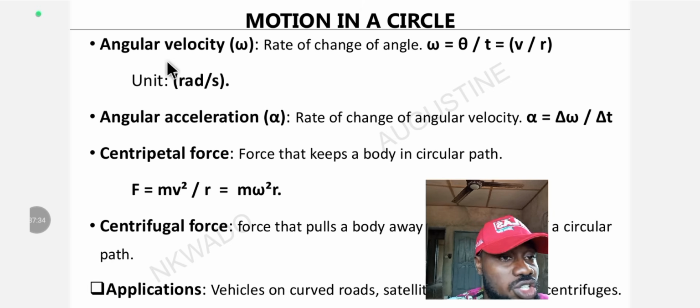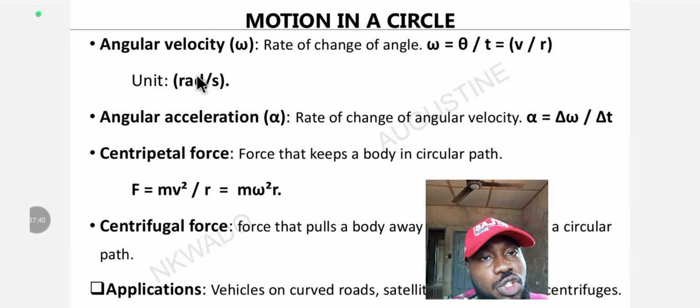Hope you know what radius is used for. Radius is used for area. So area is measured with radius. That's why you have radians per second here. So the area covered per time, area per time.